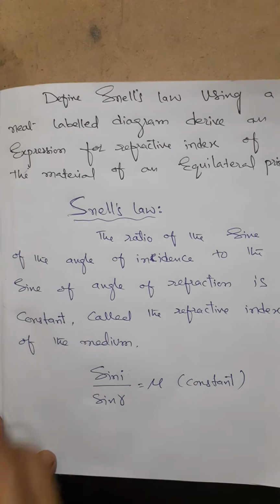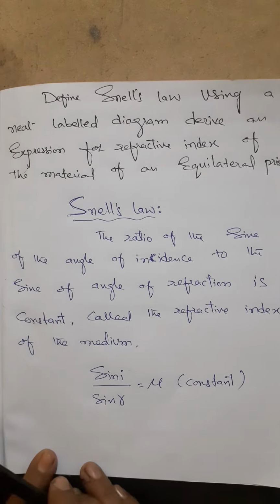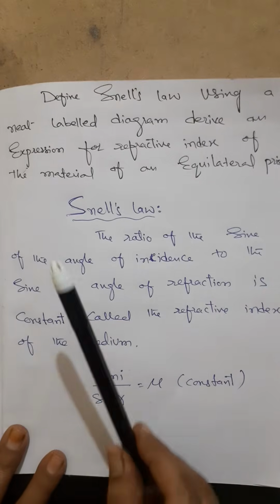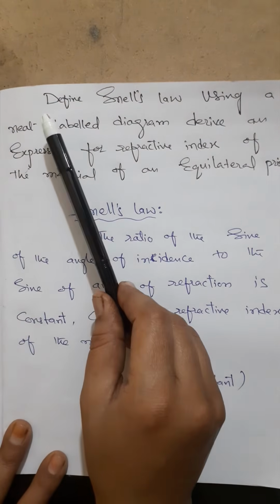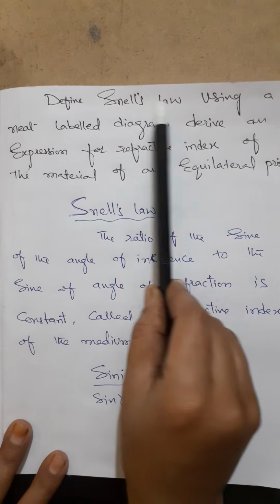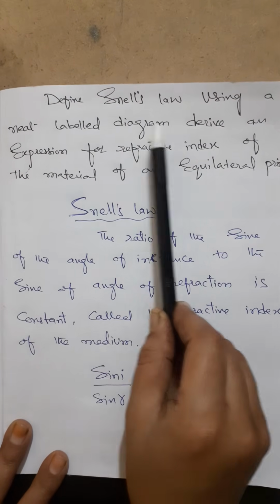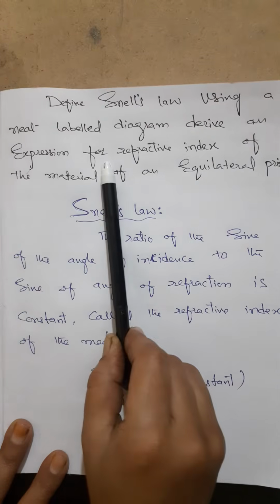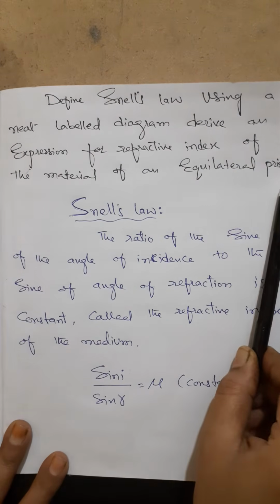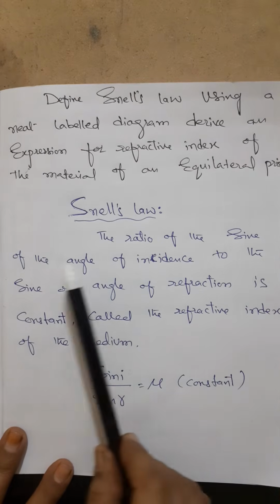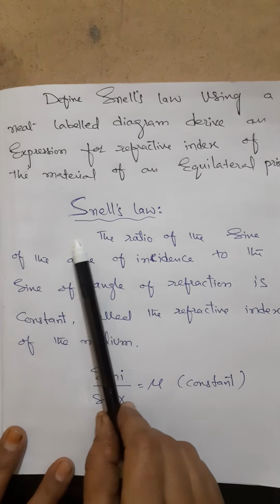Good morning friends. Today I am going to explain one of the important topics in ray optics, that is Snell's law, and this is very important for the class 12 students. Generally the question will be coming: define Snell's law using a neat labeled diagram, derive an expression for refractive index of the material of an equilateral prism. So for that purpose, first of all I will give the definition for this one.